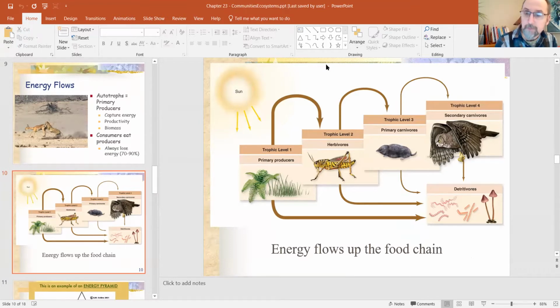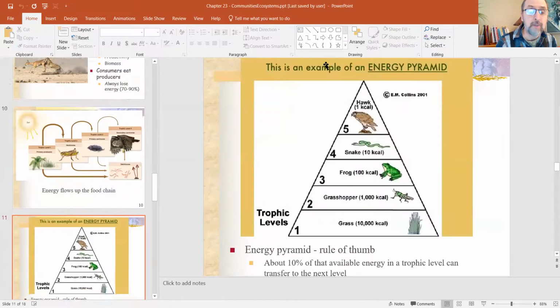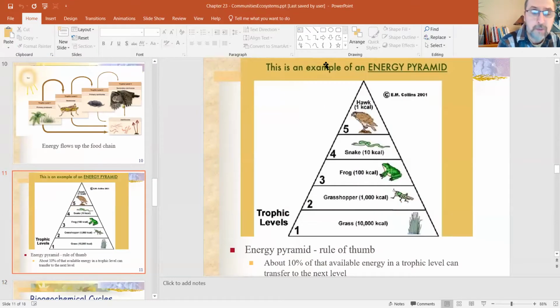This is really important because more food is available if we eat plants or if we eat animals that eat the plants than if we try something else. So this gives rise to what we call an energy pyramid.